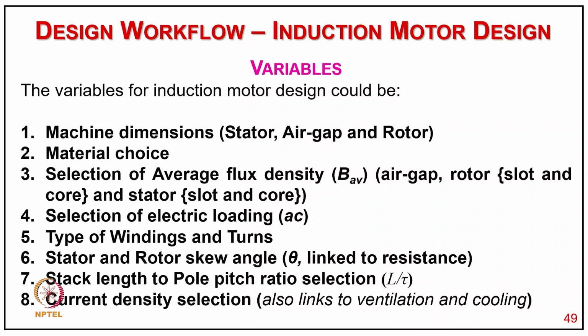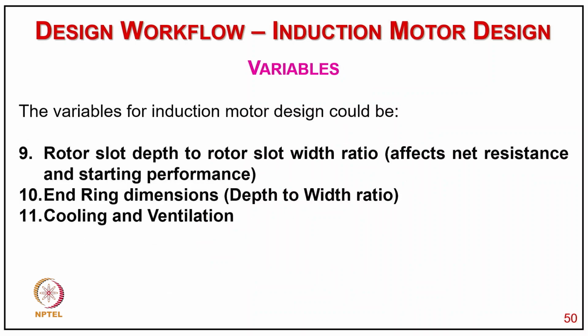So now considering the variables, the variables of induction motor design could be machine dimensions, like stator dimensions, air gap dimensions, and rotor dimensions, and material choice, typically which material, and selection of average flux density in the air gap, slot and core of stator, and slot and core of the rotor. Then the selection of electric loading, that is ampere conductors per meter, type of winding and turns, and stator and rotor skew angle theta linked to resistance, and stack length to pole pitch ratio selection, L upon tau, current density selection as linked to ventilating and cooling, type of cooling, and the rotor slot depth to width ratio, aspect ratio, which affects resistance and starting performance, because it decides the leakage reactance as well as the resistance. Similarly for stator slot dimensions like depth to width ratio, that also decides the resistance, and the cooling and ventilation corresponding to the temperature rise of the machine, and how good the ventilation is depends on the speed at which the motor is running. So these are some factors.